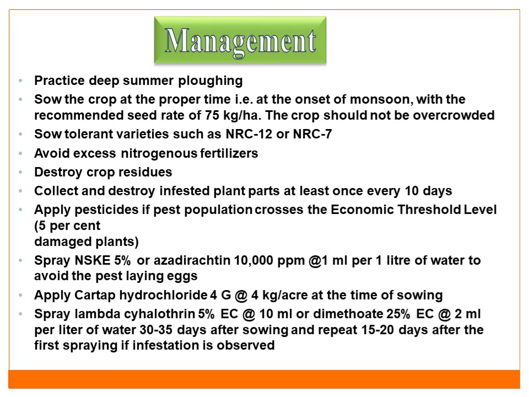You can also spray lambda cyhalothrin 5% EC at 10 ml or dimethoate 25% EC at 2 ml per liter of water 30 to 35 days after sowing, and repeat 15 to 20 days after the first spraying if infestation is observed.